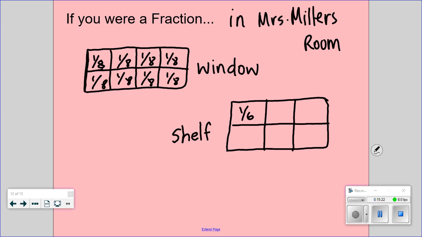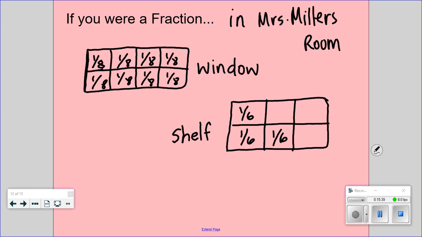Well, then what about this shelf? What is it going to be worth? It's going to be worth 1/6. What about this shelf, Devin? 1/6.